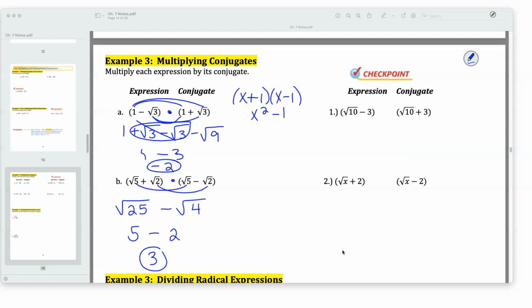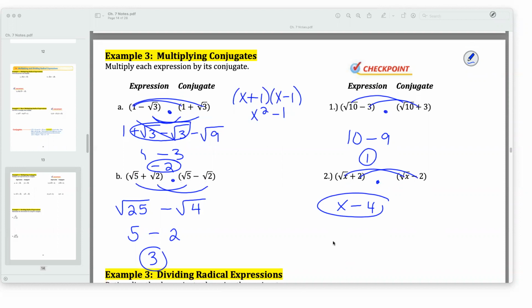Okay, the checkpoint. We're multiplying conjugates. I'm going to just multiply the first and the last. The square root of 10 times the square root of 10 is the square root of 100, which is 10. And then negative 3 times positive 3 is negative 9. So 10 minus 9 is 1. Multiplying these conjugates, the square root of x times the square root of x is the square root of x squared, which is x. And then 2 times negative 2 is negative 4. So we get here x minus 4.